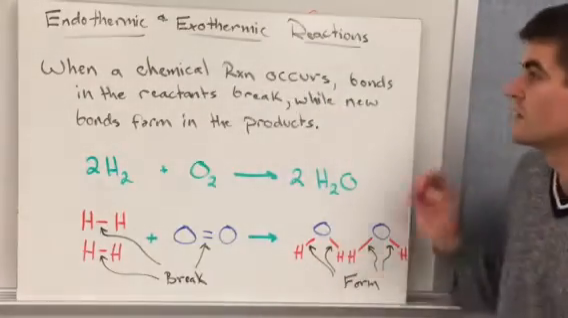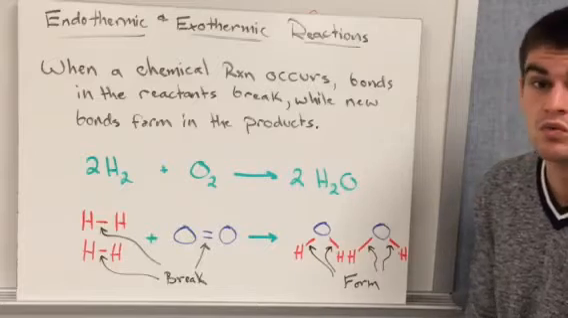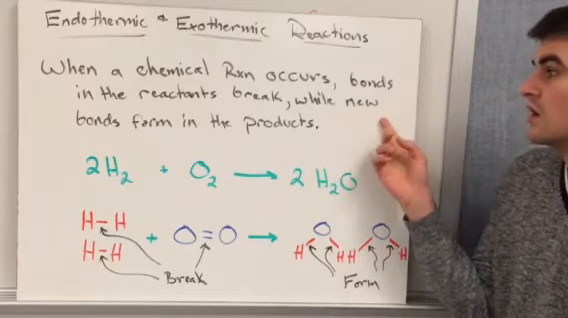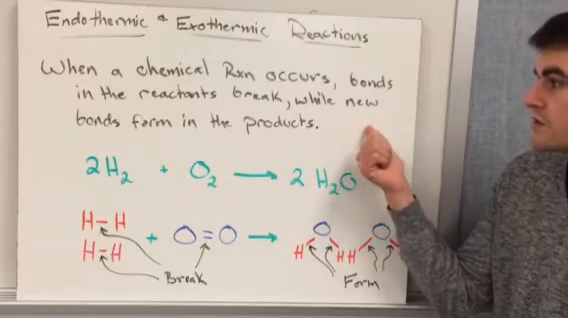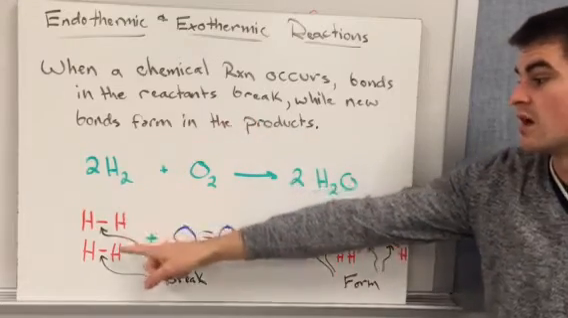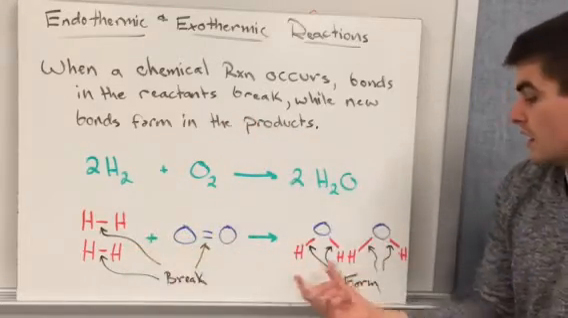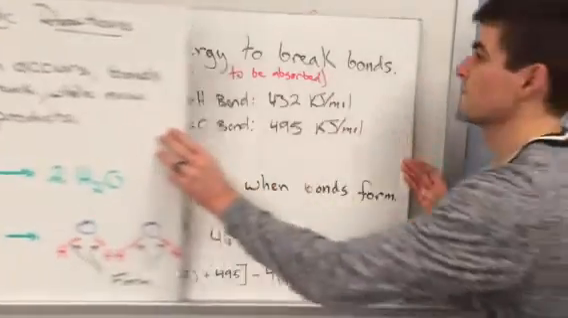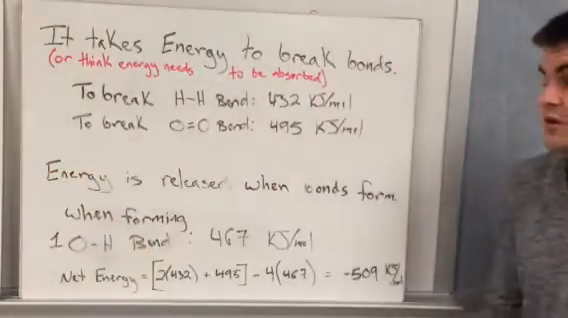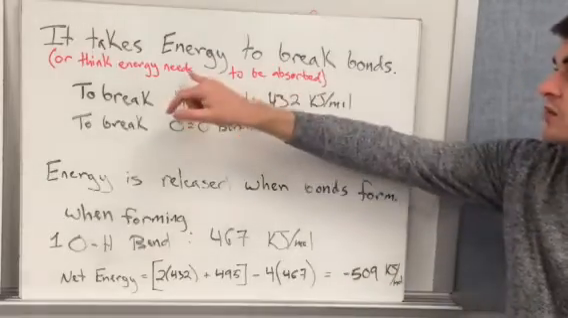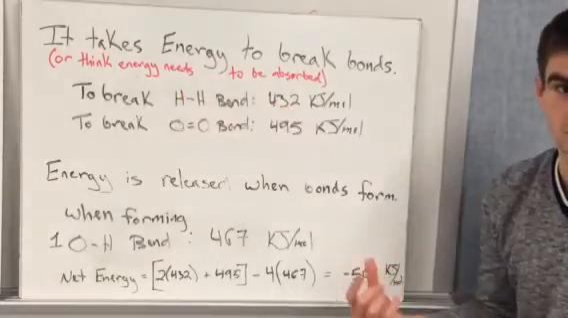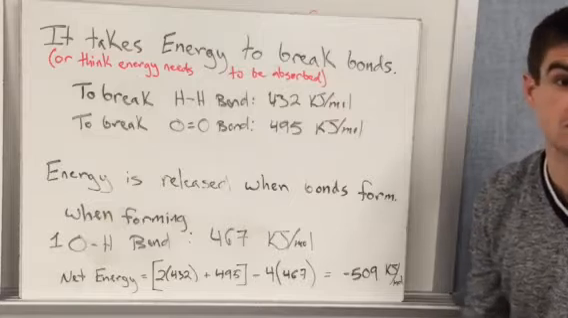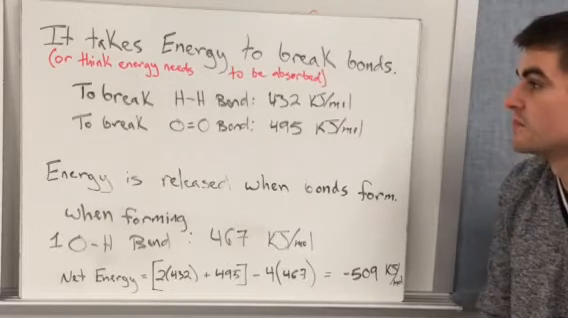Here, looking at endo and exothermic reactions. So when a reaction occurs, a few things happen. First, we need to break these bonds, and then these new bonds need to form. And for this to occur, a couple things need to happen. One, we need some energy to break those bonds, because how else are they going to break? They're not just going to fall apart, or else this would happen all the time.